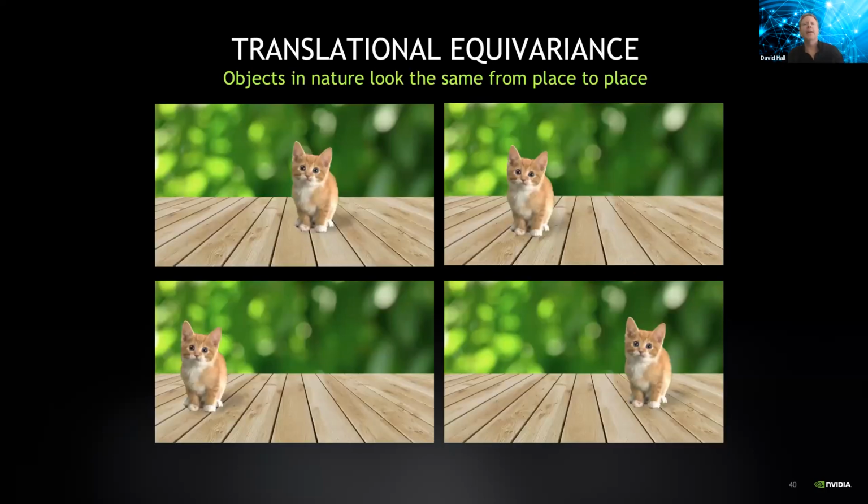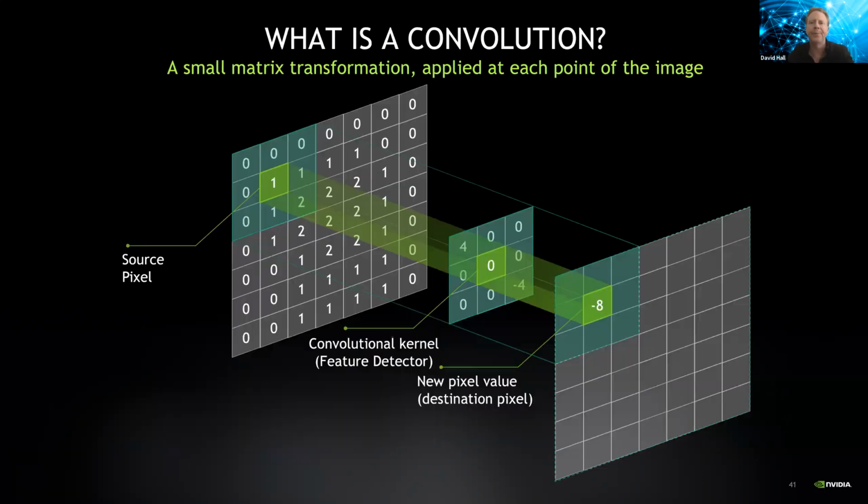CNNs explicitly encode the idea of translational equivariance, or invariance. That is, as we move an object from point to point within an image, like this kitten, it should be identifiable as the same object, regardless of its location. In order to learn this implicitly in a fully connected network, we would need to provide examples with the object at many, many locations. CNNs save an enormous amount of training by encoding this idea explicitly in the network.